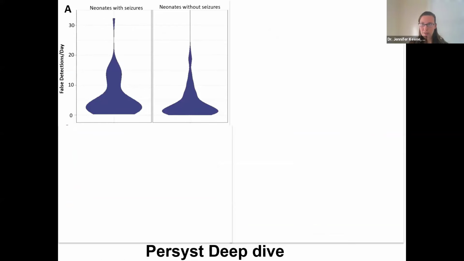When we do a little bit more of a deep dive specifically into the Persyst algorithm, these are violin plots that let us look at the distribution of performance in babies with seizures and babies without, looking at false detections. And we can see that the majority of our false detections are quite low. This is where a median of less than 5 is coming. There's certainly a reasonable number that are going to have false detections up to 20 per day, and a very few who are way up there. And that distribution is even more bottom heavy in babies without seizures.